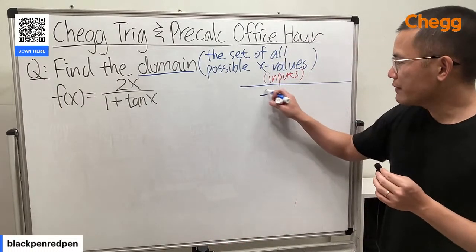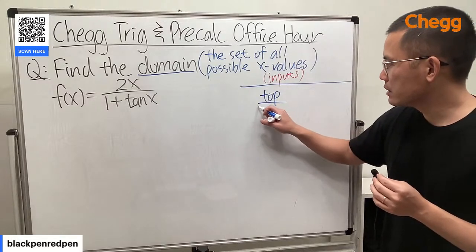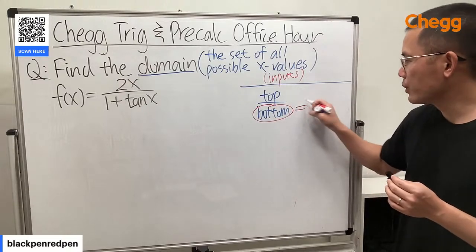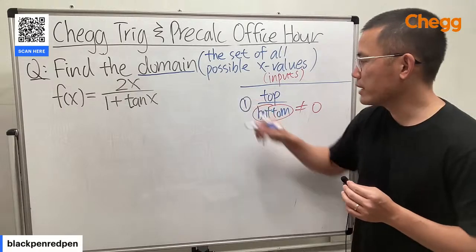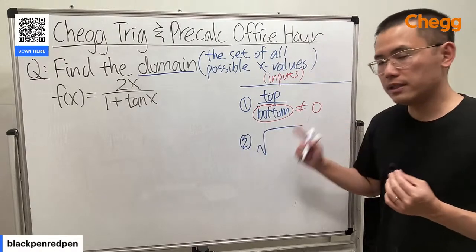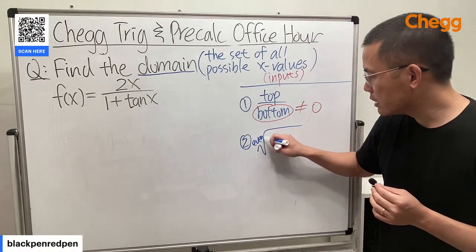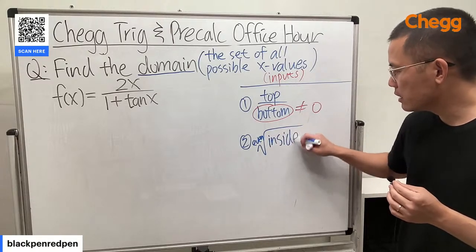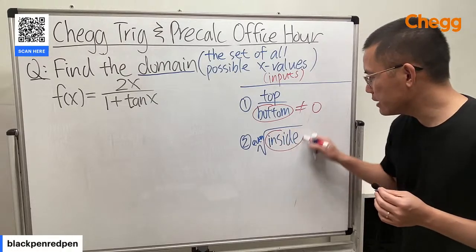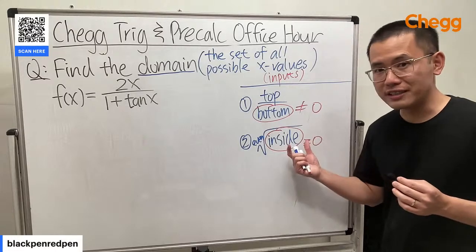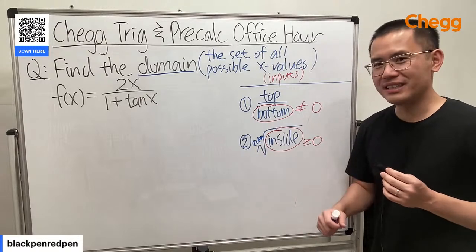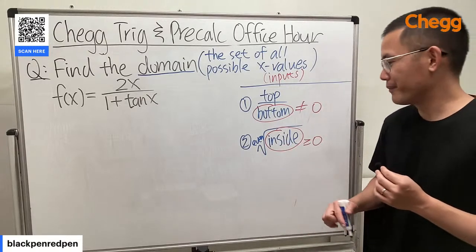Situation 1. If you have a top function over the bottom function, you have to make sure that the bottom is not equal to 0. That's the first case. So this is case 1. Keep that in mind. Now, for the second case, if you have a square root, or technically any even root of anything inside, if you have an expression, you have to make sure that the inside is greater than or equal to 0. Just the inside. If it's an odd root, like a cube root, don't worry about it. It's okay to have a negative number inside a cube root. But this right here, no.